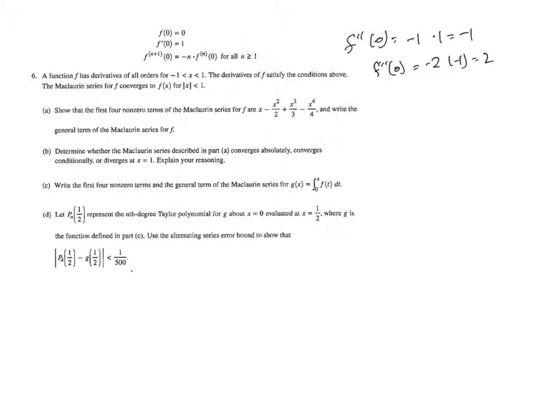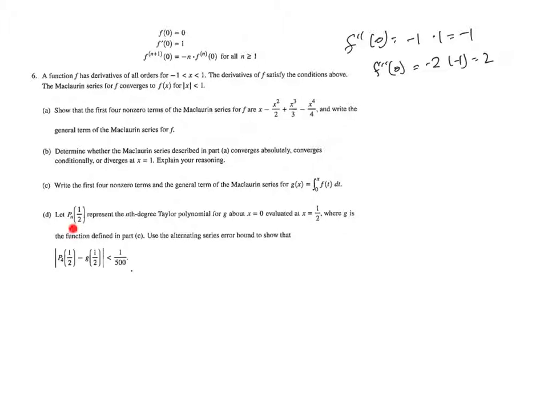Write the first non-zero terms of the Maclaurin series for g of x, which is the integral of this. So remember on this one, you're taking the integral, so integrate that. Remember, you're basically dealing with a power function, so you know how to integrate those. These are polynomials, just use that fact.